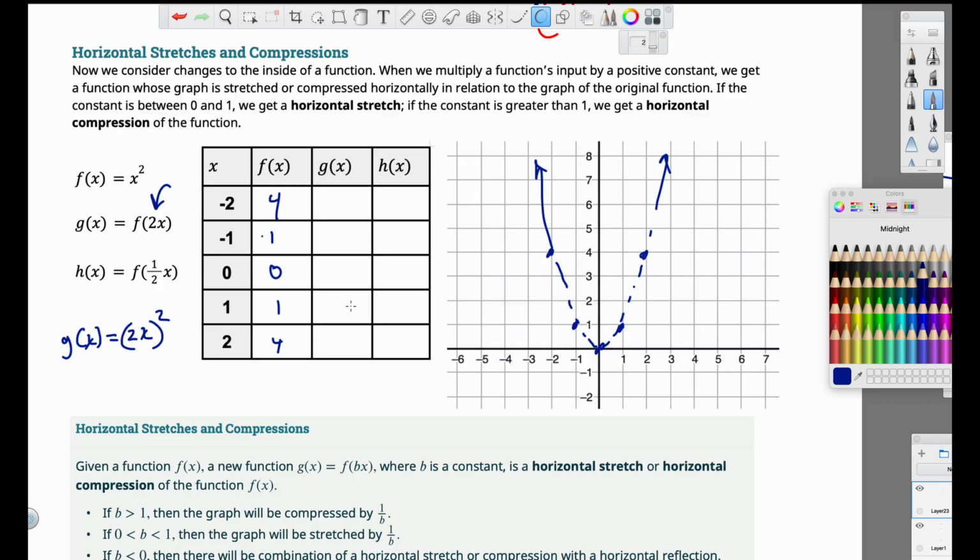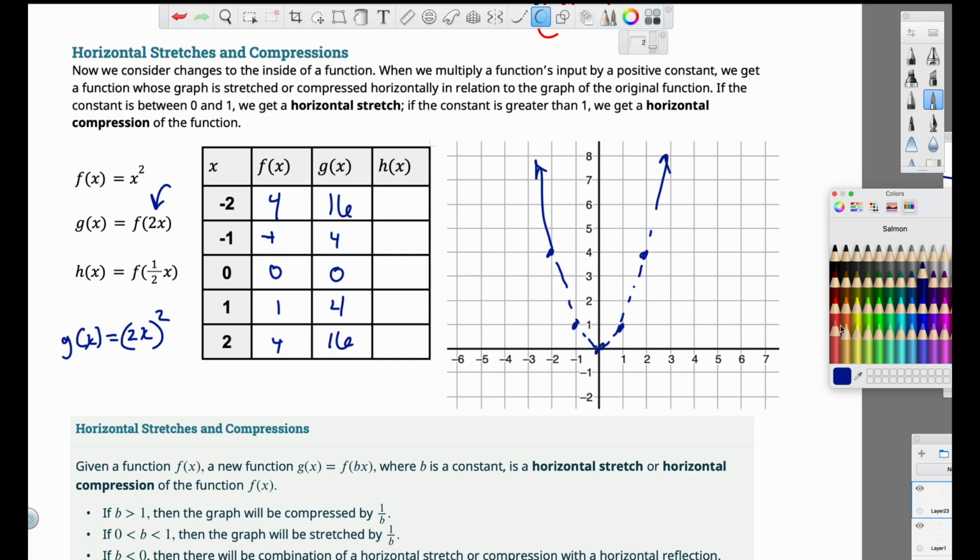So when I put in 0 here, I still get 0, 0, 0. When I put 1 in here, 2 times 1 is 2, and then I square that, so this would be 4. And then I'm going to put 2 in here. 2 times 2 is 4. 4 squared is 16. And I'm going to get the same mirrored on this side. -1, 2 times -1 is -2. -2 squared is 4. And then this one also gives us 16.